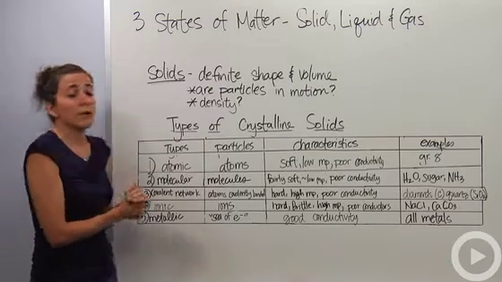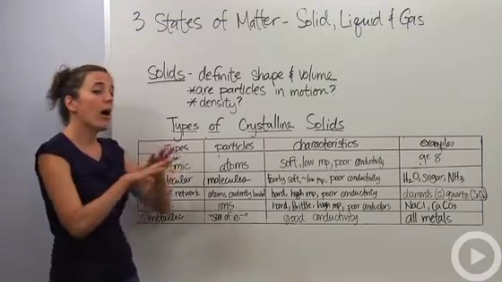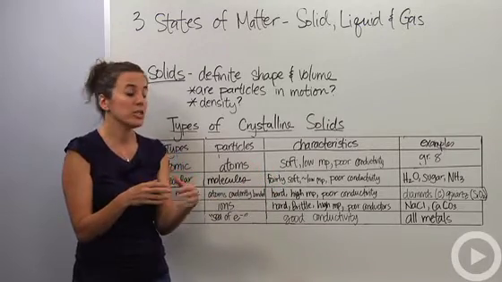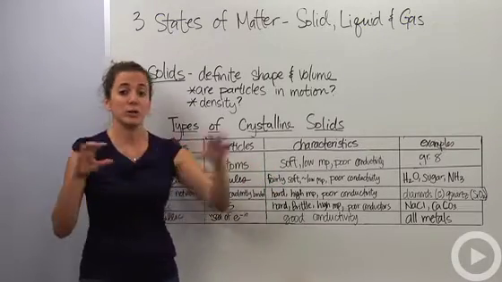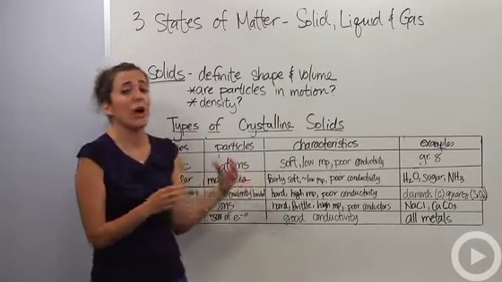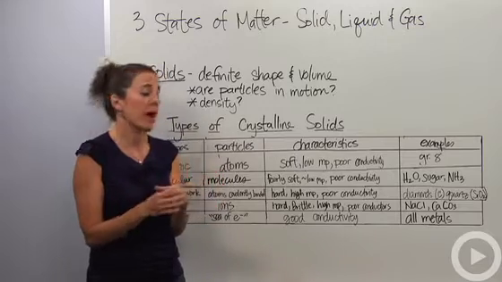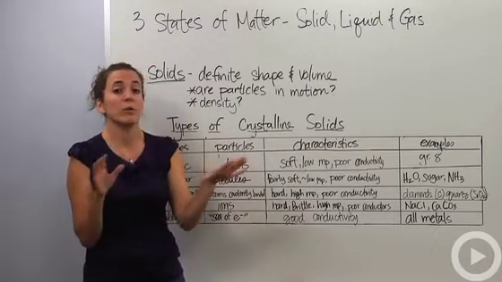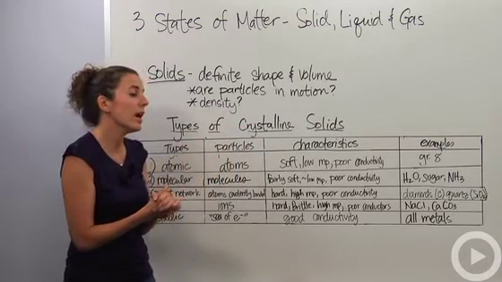Next would be covalent network solids, and those are strictly atoms all covalently bound to each other. So it's not just atoms held together through a lack of energy, they're all bound to each other. They're all sharing each other's electrons. These are really hard because they are all covalently bound. They have a high melting point, but they're still poor conductors because there are no free electrons to carry electricity.